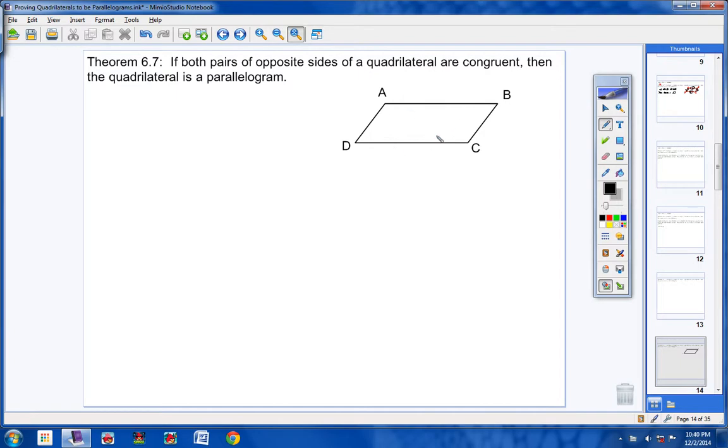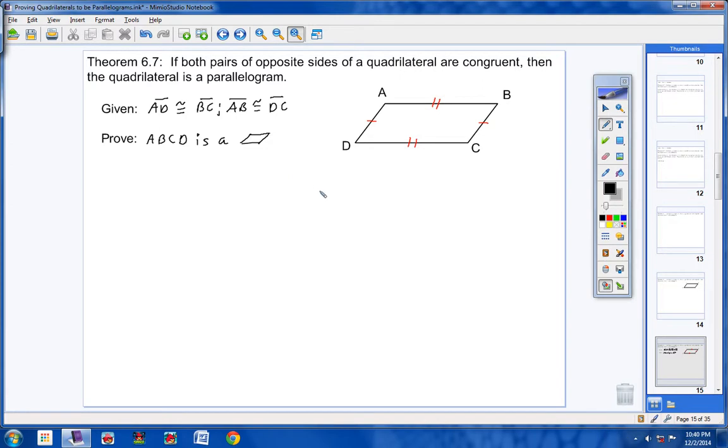Now, here's your diagram, okay? You have a quadrilateral. Here's your given: if both pairs of opposite sides are congruent. So, one mark here, 2 marks here, 2 marks here. AD is congruent to BC, and AB is congruent to DC. We're going to prove that this quadrilateral is a parallelogram.